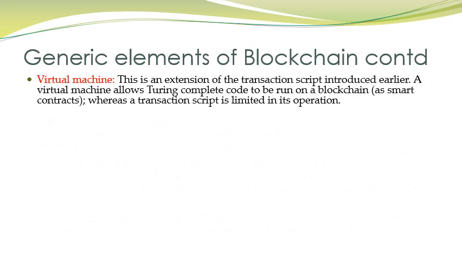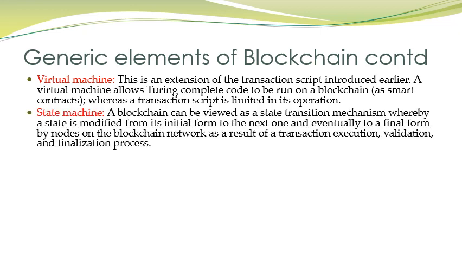So then the next element of the blockchain network is the virtual machine. This is an extension of the transaction script introduced earlier. A virtual machine allows Turing complete code to be run on a blockchain, whereas a transaction script is limited in its operation. This virtual machine is not available on all blockchains.